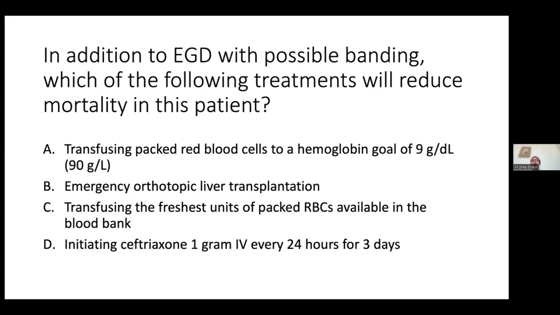What else will reduce mortality in this patient? And the options are A, transfusing packed red blood cells to a hemoglobin goal of 9 as opposed to a lower or higher goal. B, calling the surgeons for an emergency orthotopic liver transplantation. C, transfusing the freshest units of packed red blood cells that are available in the blood bank as opposed to older units. Or D, initiating ceftriaxone, 1 gram IV every 24 hours for 3 days.